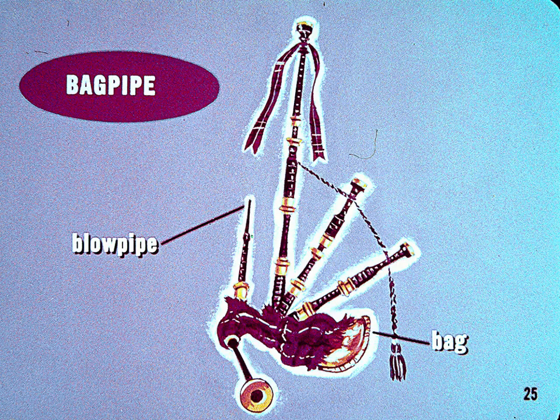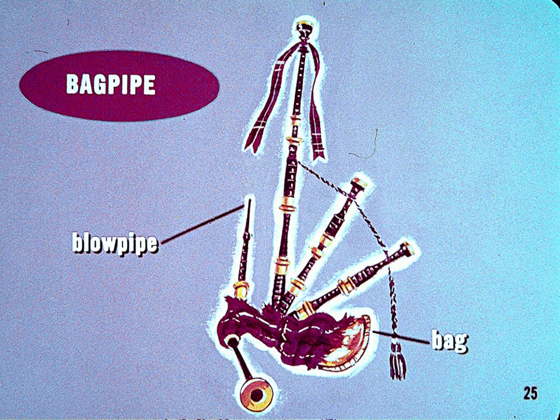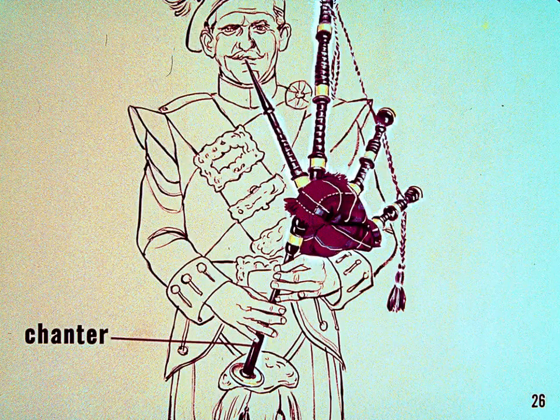This picture shows parts of a bagpipe. The bag, made of elk skin, is kept full of air by blowing into the blowpipe, which has a device at the end that keeps air from escaping. Air is forced through the chanter by pressing the bag with the elbow. The chanter's sound is produced by the vibrations of a double reed.